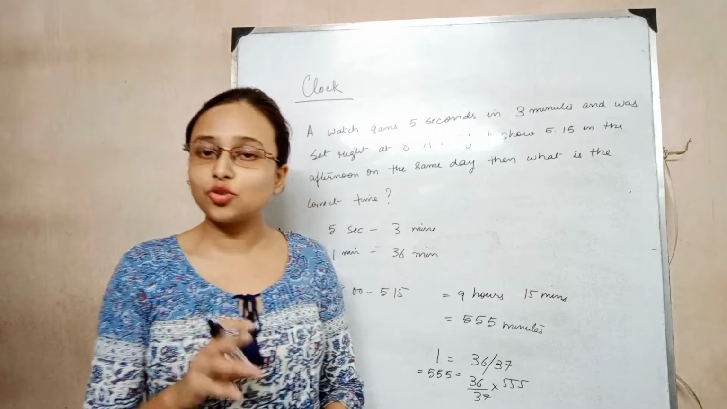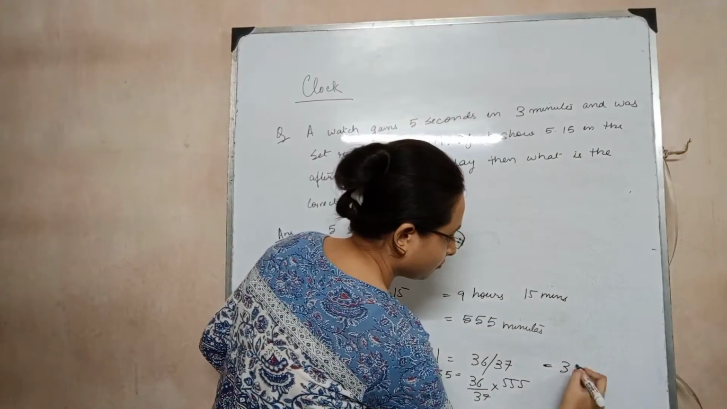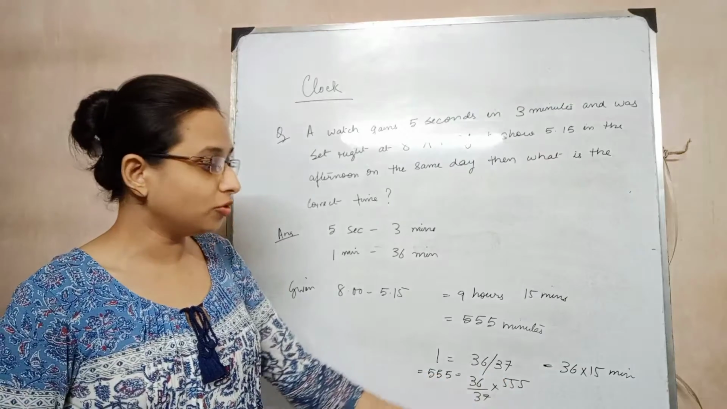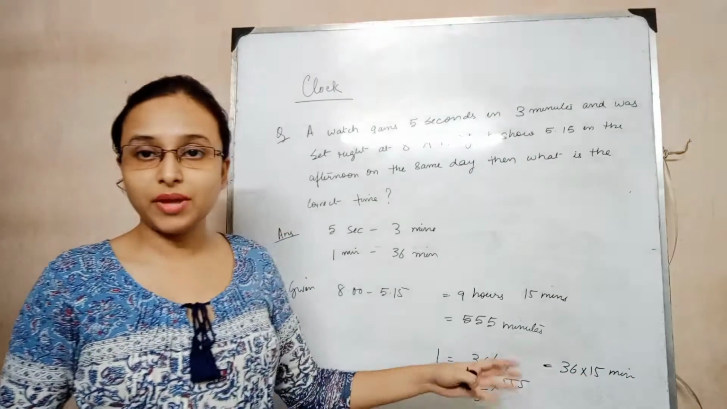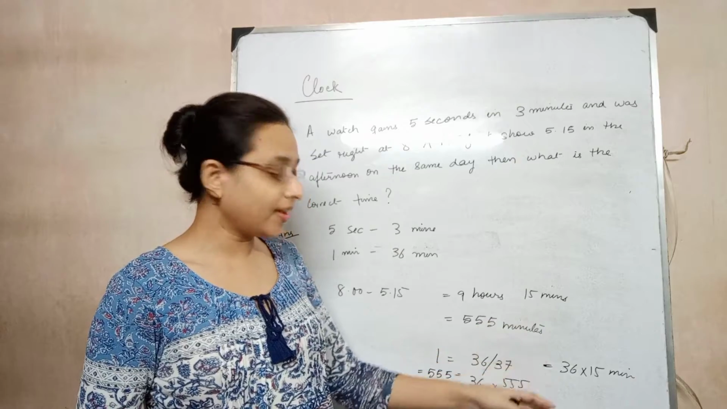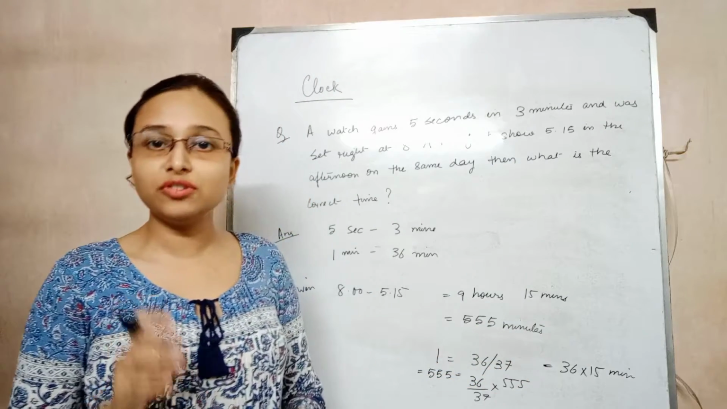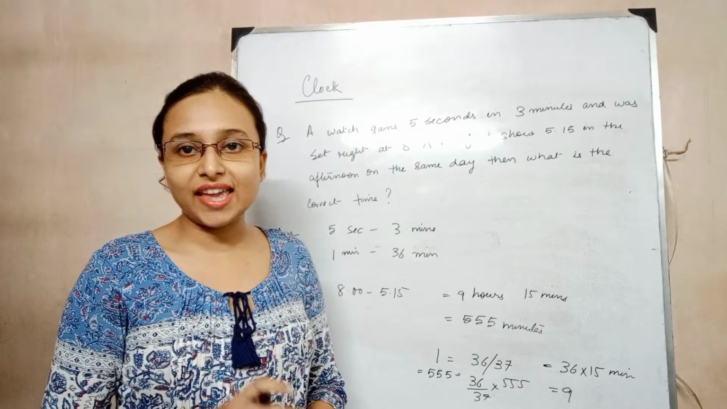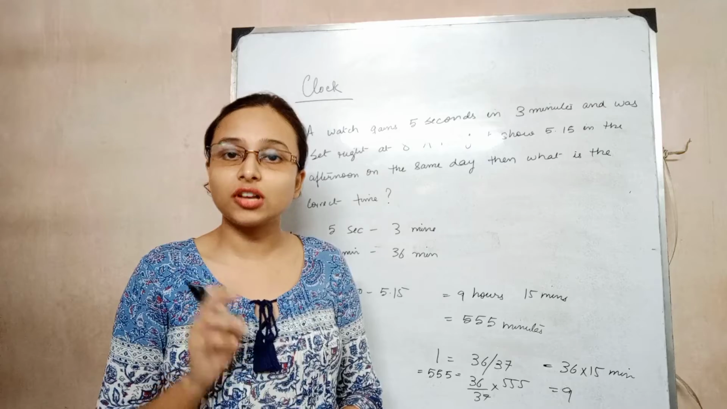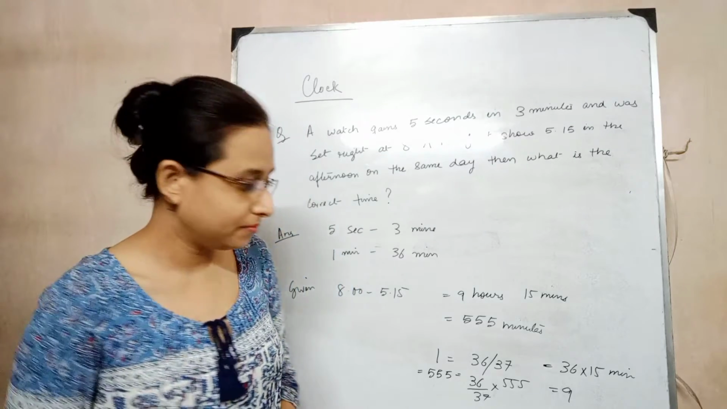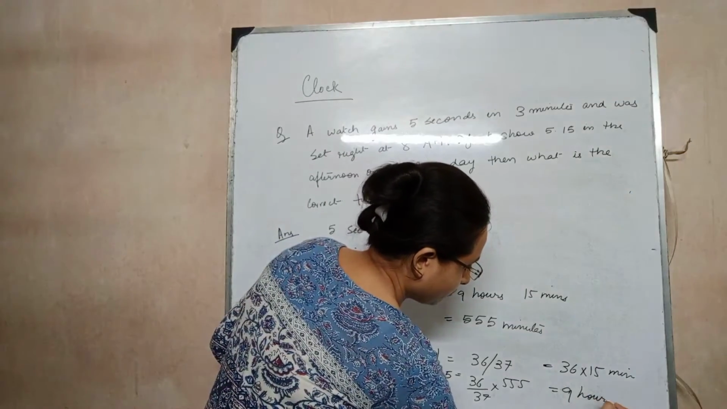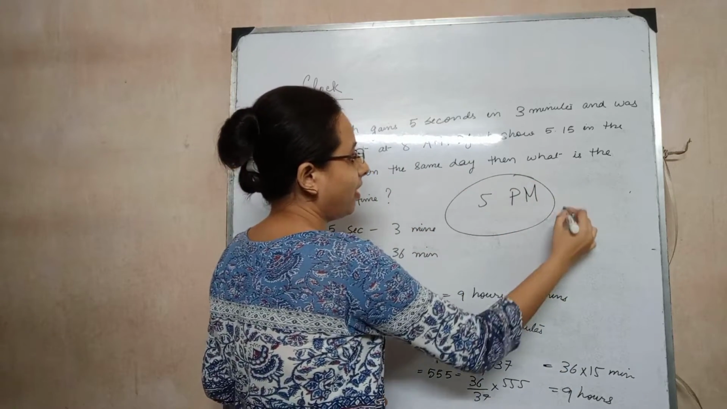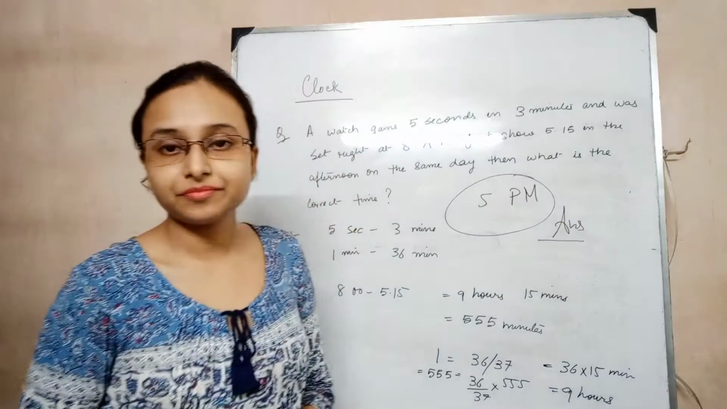That is 36 into 15 minutes. I do not have space below, so I am writing here, so you will be able to see. So that will be 36 into 15 minutes, which is equals to 9 hours. Now 9 hours from 8 a.m. is 5 p.m. So the correct time is 5 p.m. The correct answer is 5 p.m. This is the answer. Okay.